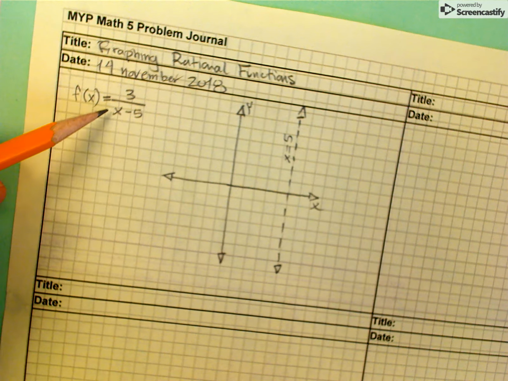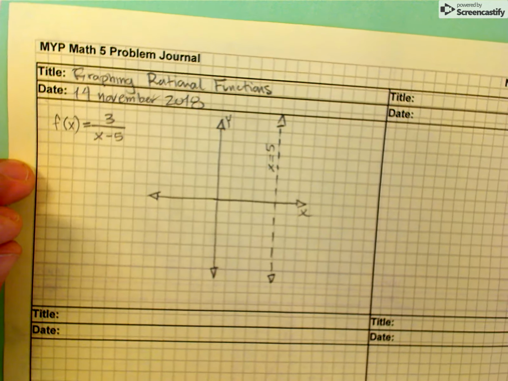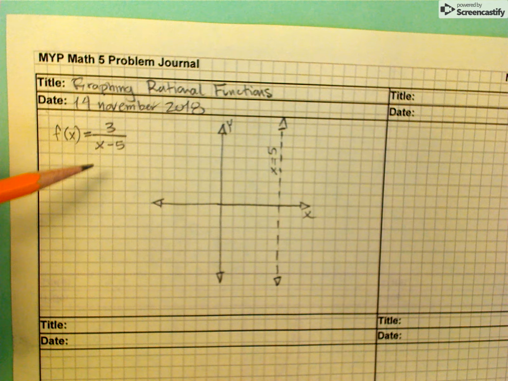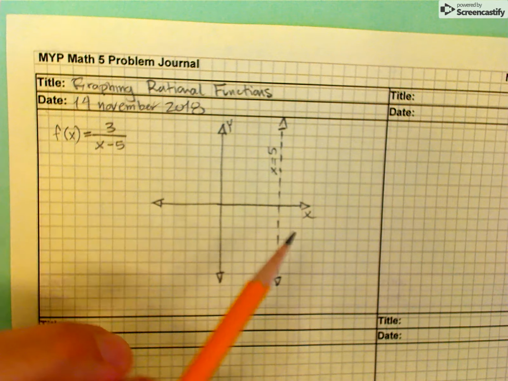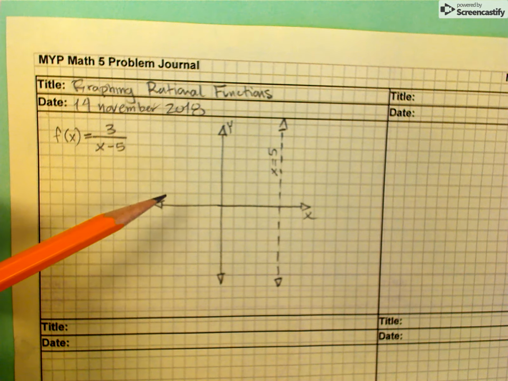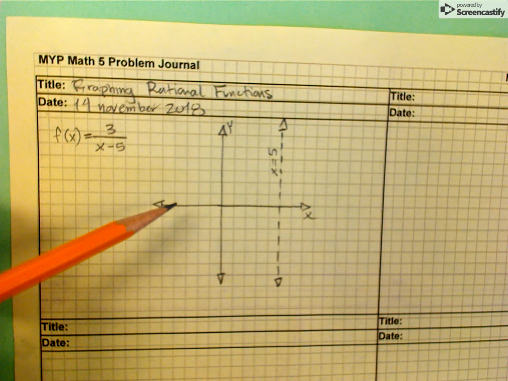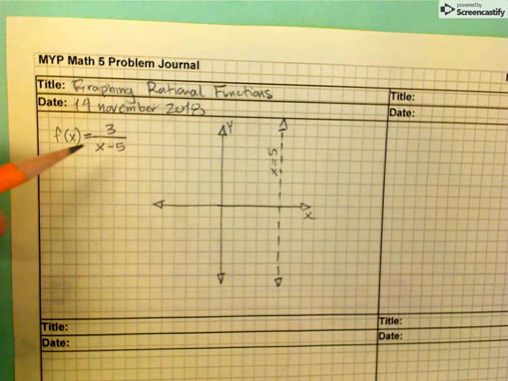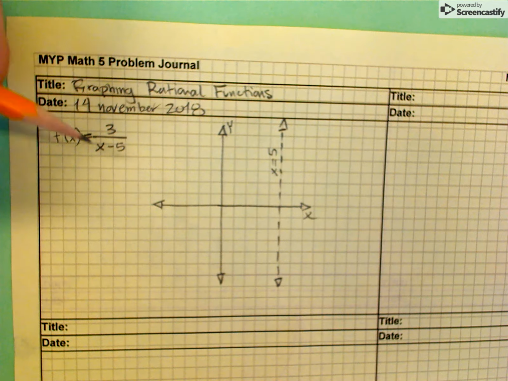Now, in order to get the horizontal asymptotes, I need to consider what happens as x gets bigger and bigger in the positive direction. In other words, we're considering the end behavior of this function. As x approaches infinity, what happens to this function? If I take a really large number like 1,000,000 or 1,000,000,000 and subtract off 5, I really haven't changed that number very much. So this minus 5 becomes less and less relevant as the value of x gets bigger and bigger.